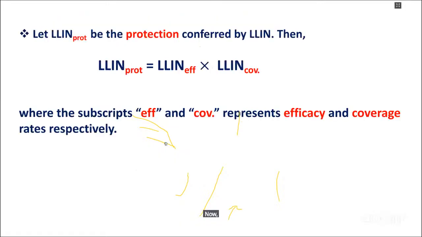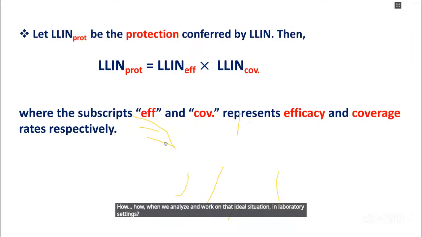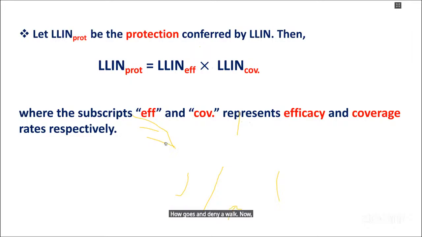Now, let LLIN pros be the protection conferred by LLIN. So the protective effectiveness of LLIN is a function of two things. It's a function of the efficacy of LLIN and the LLIN coverage. The efficacy: how well will LLIN work under ideal situations in laboratory settings? Now, when LLIN is rolled out, deployed in communities, the protective effectiveness of LLIN is also a function of how people use it.